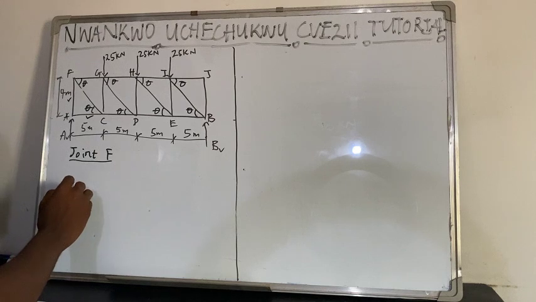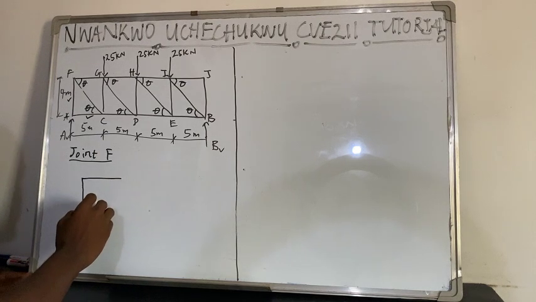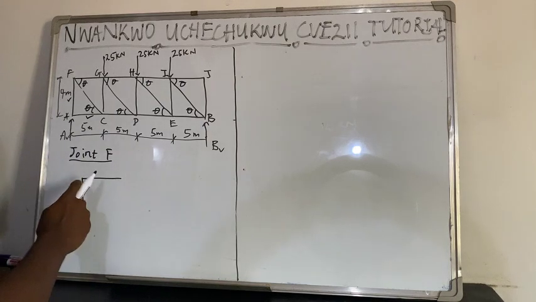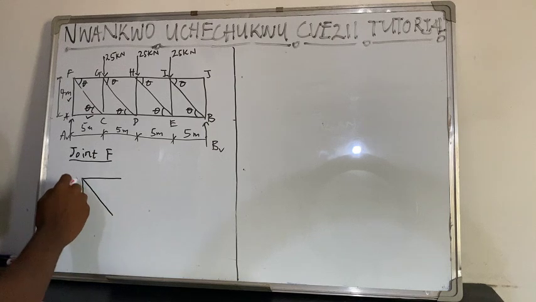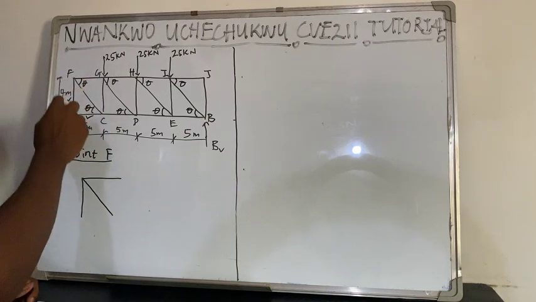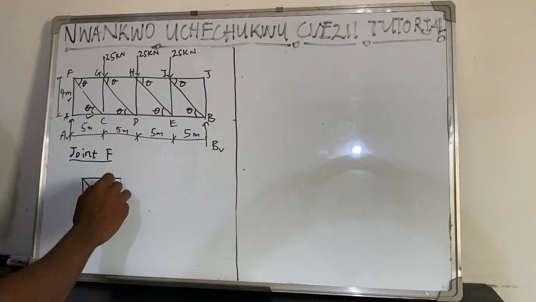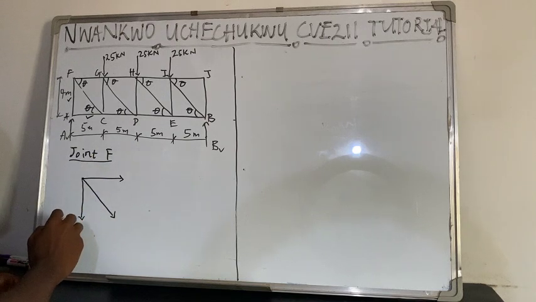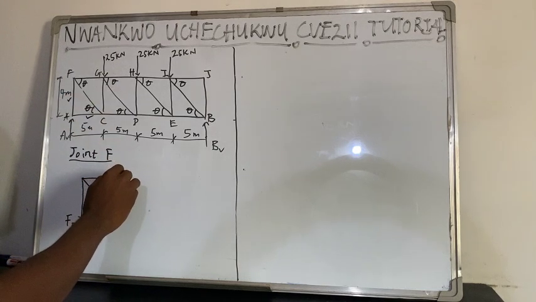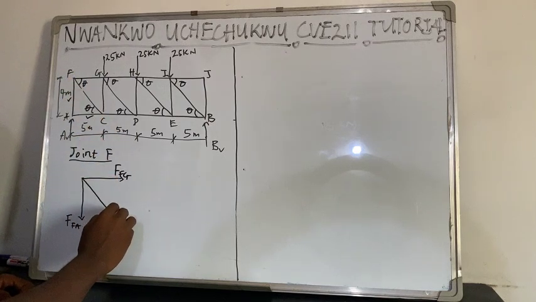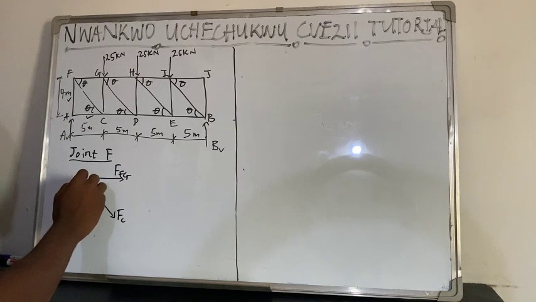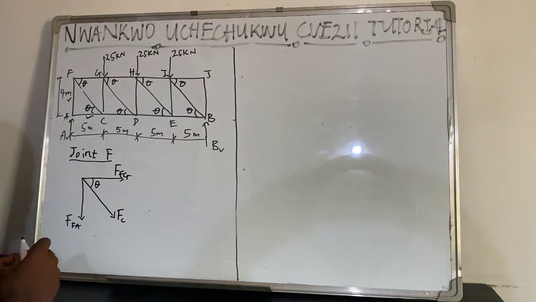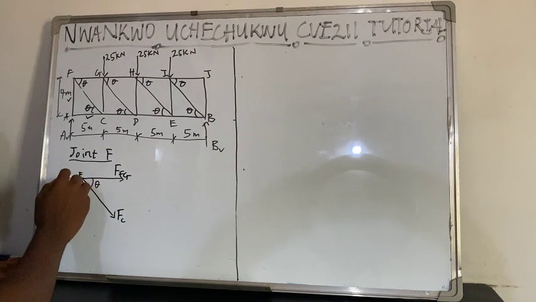So now at joint F, let's draw the diagram. We have something like this. There's no given force here; everything is from our calculation. So we assume that all the forces are in tension, moving out of the joint. This is FA, this is FG, and this is FC. Here we're going to make use of theta. This is where our theta is. Let's call this joint F.